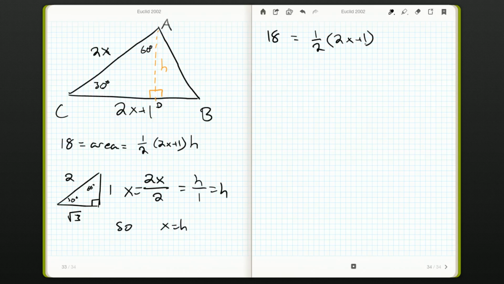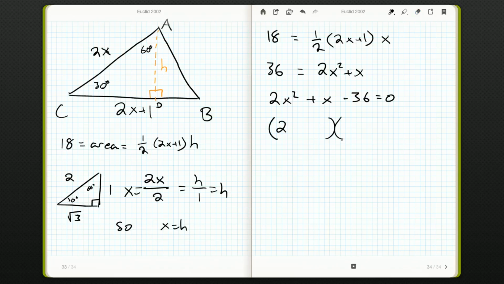One-half times 2x plus 1 times x. Bring the 2 over to the other side, multiply by 2 to cancel out this half. We have 36, and then 2x squared plus x. And I think we have the makings here of a quadratic equation. You can do whatever you want. You can try and factor this, or you can use the quadratic formula. I use the quadratic formula a lot, so let's try and factor it. If the factoring fails, then we'll use the quadratic formula because it always works. But it's good practice.